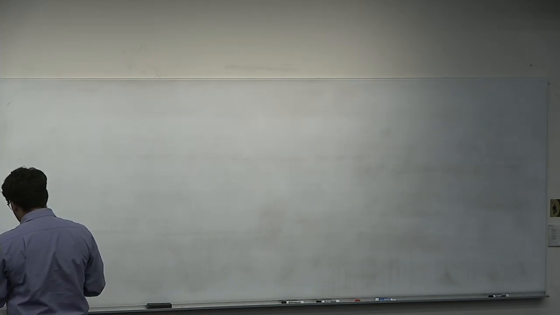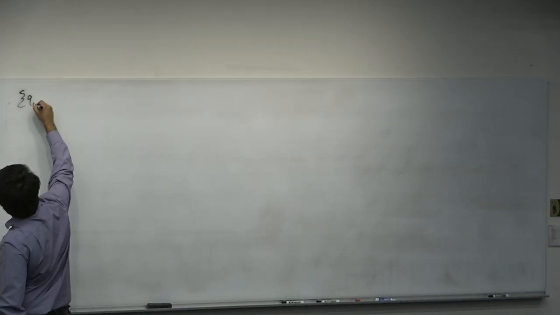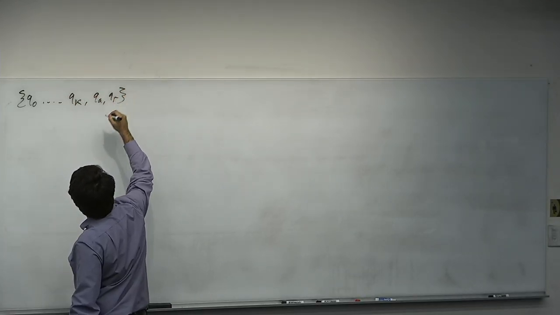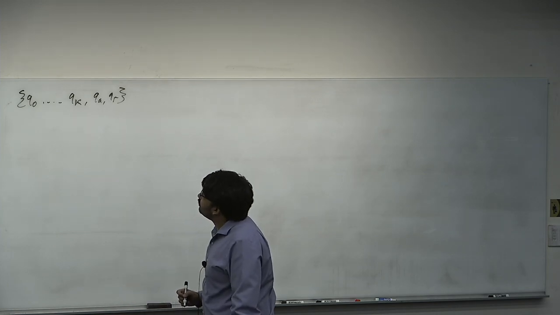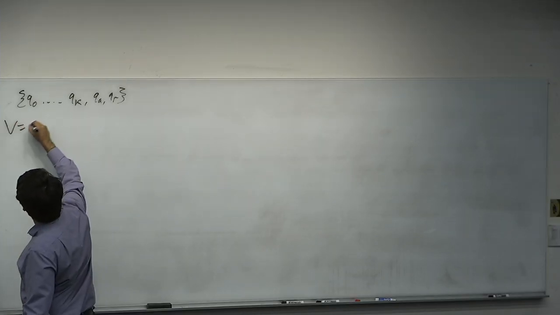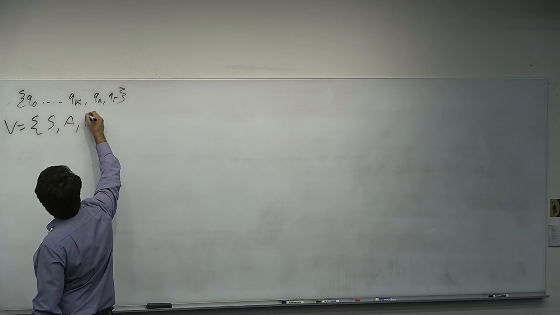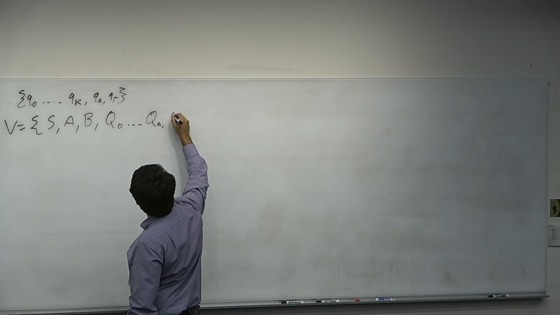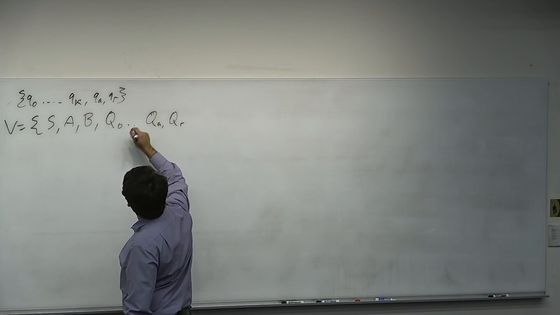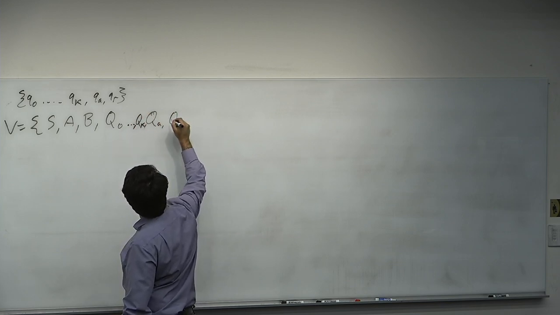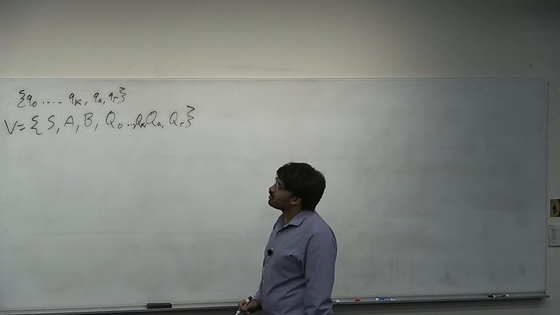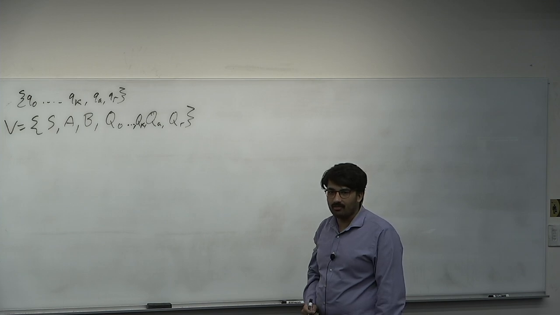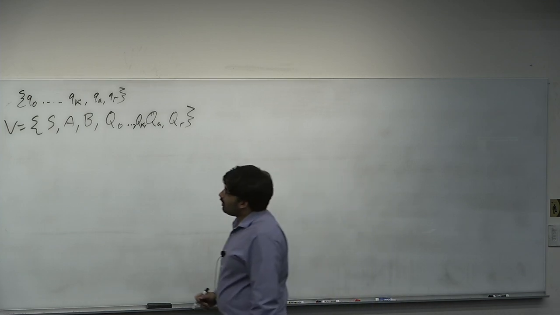So suppose our Turing machine has states Q0 to QK, and even QA and QR, or Q-halt, whatever. What we're going to do is create a set of non-terminals V to be S, and we'll even add A and B, and then we'll add Q0 to QA, QR, and of course QK. So we add a non-terminal for each state. Immediately you may see parallels to what we did for the regular grammar simulation by an NFA. It's almost the same, but not at all.